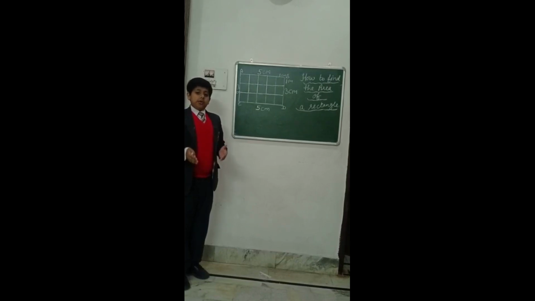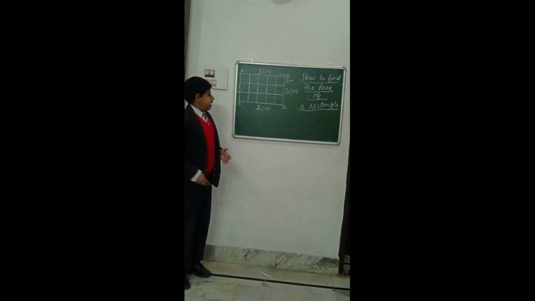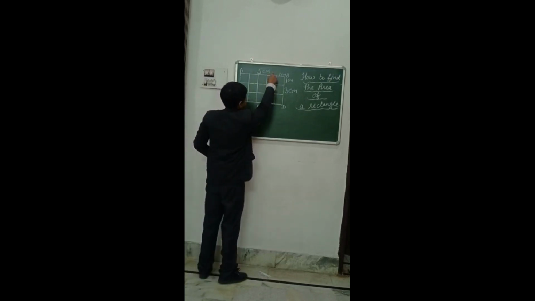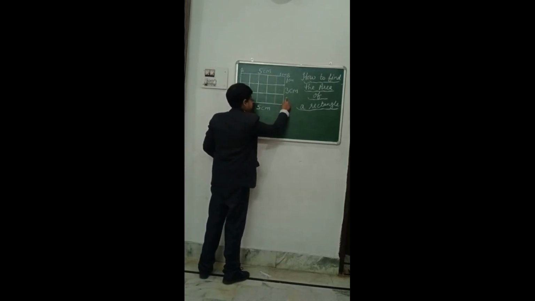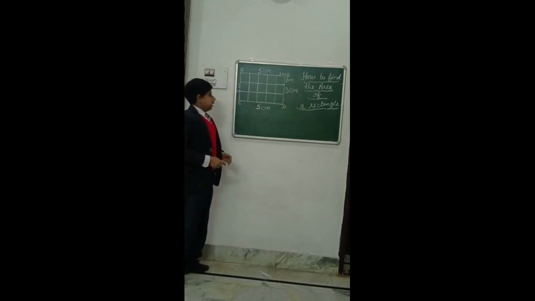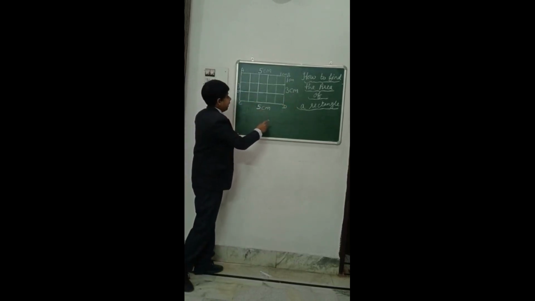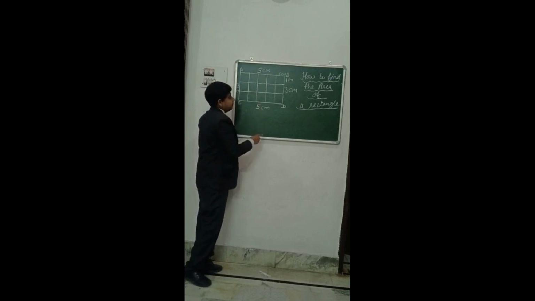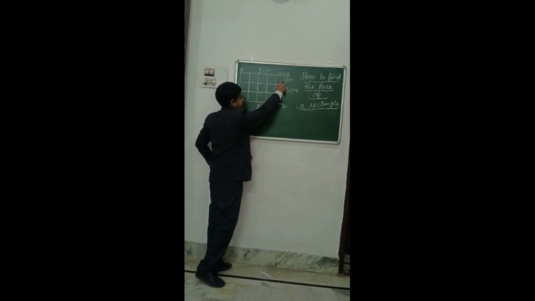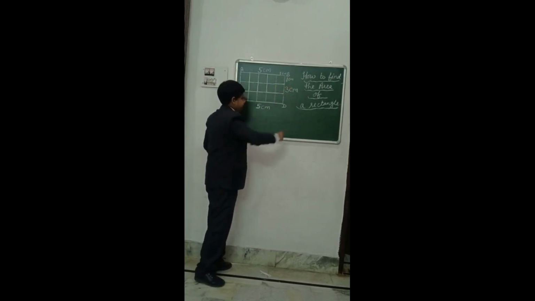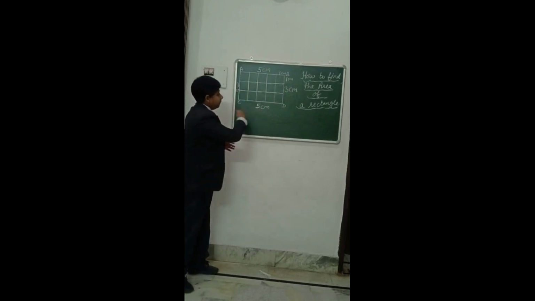Let's understand how to find the area of a rectangle. Here is a rectangle of 5 cm length and 3 cm breadth. Firstly, we can draw its outline on square paper with 1 cm by 1 cm squares. We can see all complete squares. Now we will count them.